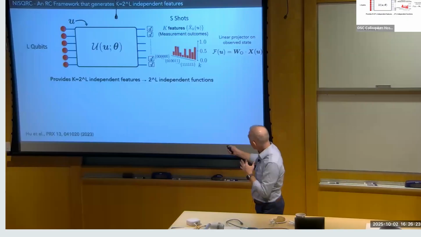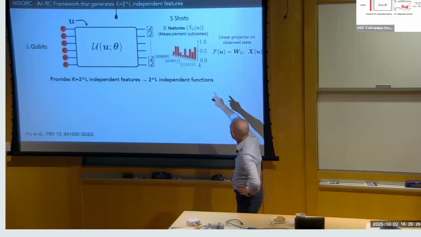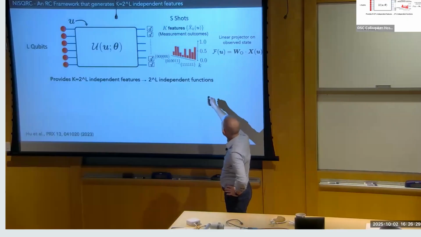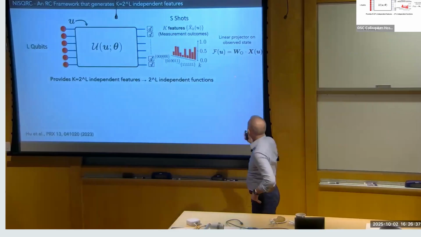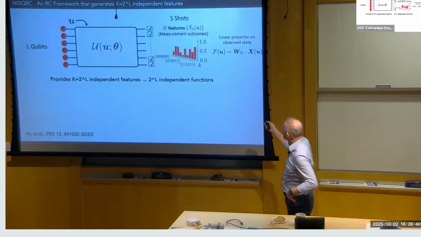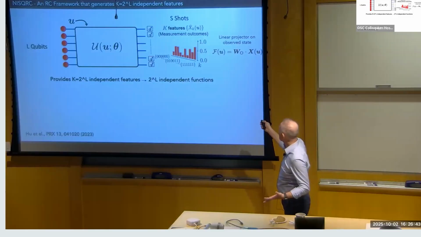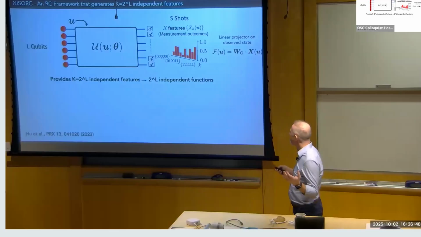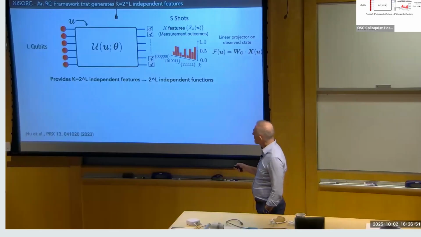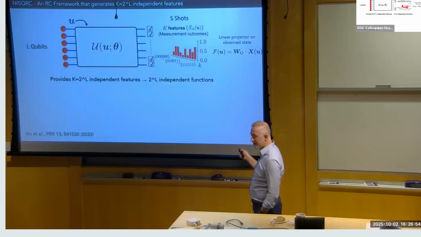Every given U has this histogram. And in practice, what we do is we take these things as one feature, the probability of what I get here as the second feature, and so on, and we make a vector out of it. And then we try to find the best W that gives us a target function that we want. Is that clear? Okay. So we can prove that this gives us 2 to the power L independent features, because there are 2 to the power L different bit strings. And you can prove that it gives you 2 to the power L independent functions.